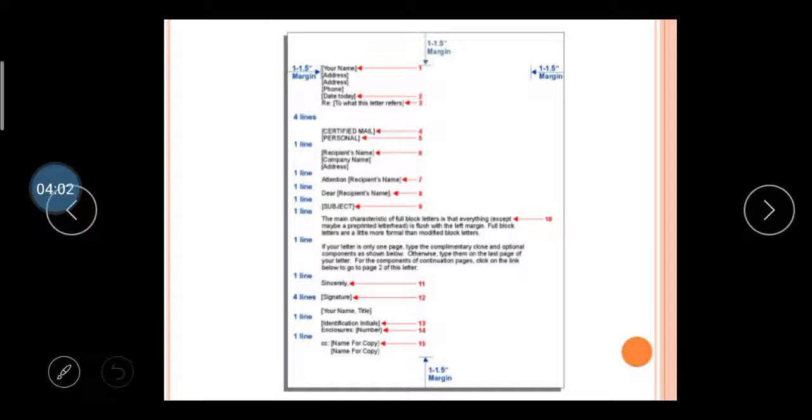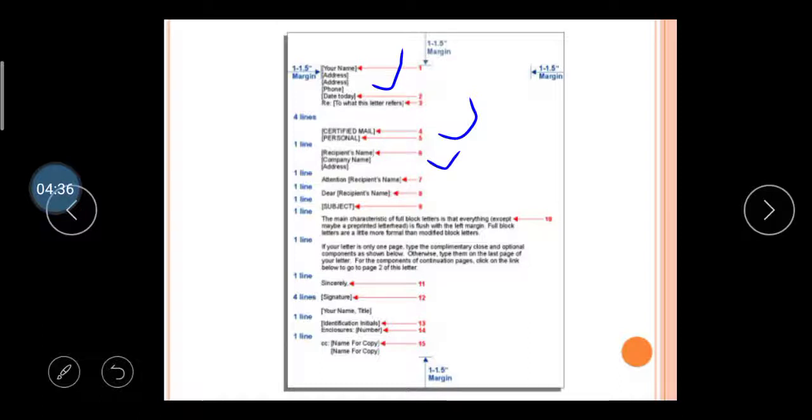Then after, you have to write here your name, your address, your surname. Then after, your phone number, your email ID, date. Then after, leave four lines. Then after, your certified mail IDs. Then after, give a space of one line. And then after, the recipient's name, meaning whomever you have to send your letter to, here the name of the recipient and the address of the recipient.